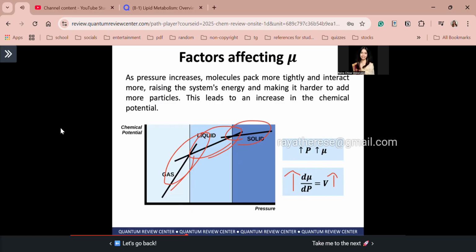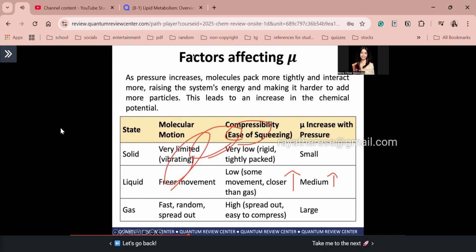So sinasabi lang dito guys, this tells us how chemical potential will change when pressure changes, okay? And the rate of change of mu with pressure is just equal to the volume of the substance, okay? So when you increase pressure slightly, the chemical potential will increase by an amount proportional to the volume of the substance, okay? So this just summarizes the graph earlier, okay?